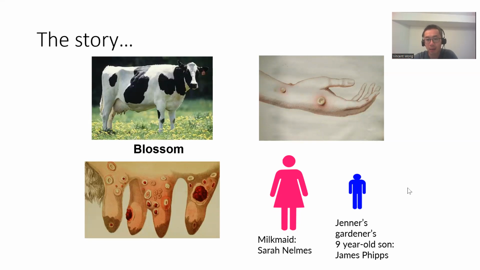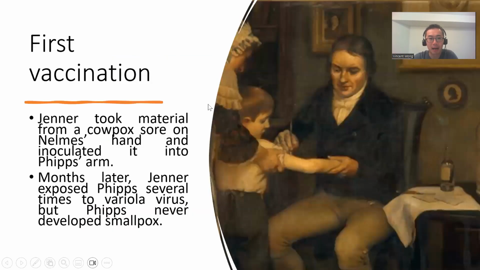To test his hypothesis, he took the gardener's 9-year-old son, named James Phillips, and he gave the boy cowpox. Which of course is not a very ethical thing to do. Something like that would definitely not be allowed these days. But back then the ethical guidelines were a little bit blurry. Afterwards the boy recovered from the cowpox as expected, and then he did something crazy. He exposed the boy to smallpox, multiple times, to see if he would catch the disease.